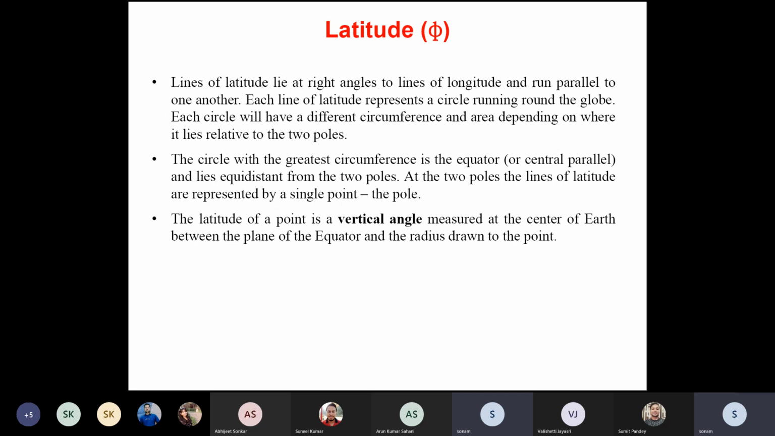The latitude of a point is a vertical angle measured at the center of the earth between the plane of the equator and the radius drawn to the point. Write down the third point of this slide. This is the definition of latitude.